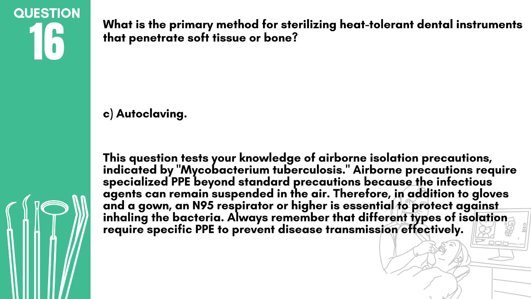Answer C. Autoclaving. This question tests your foundational knowledge of infection control, specifically the most effective method for sterilizing critical instruments. The keywords heat-tolerant and penetrate soft tissue or bone define critical instruments, which must be fully sterilized. Autoclaving uses steam under pressure to destroy all microorganisms, including bacterial spores, making it the gold standard for sterilizing heat-stable instruments like surgical forceps or burrs.